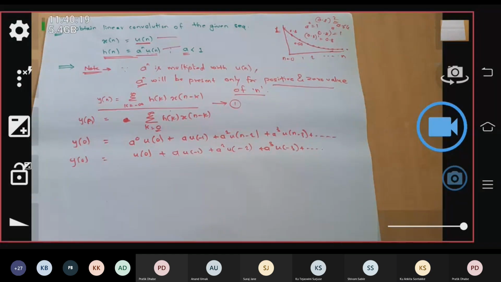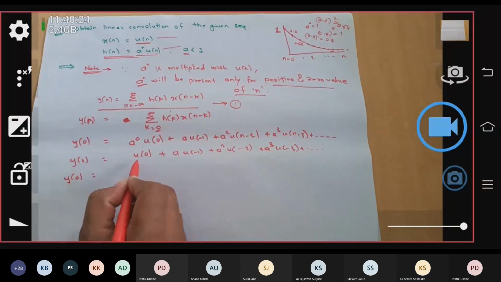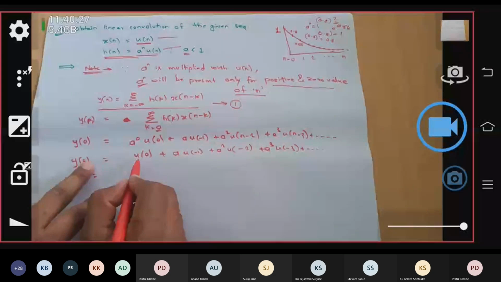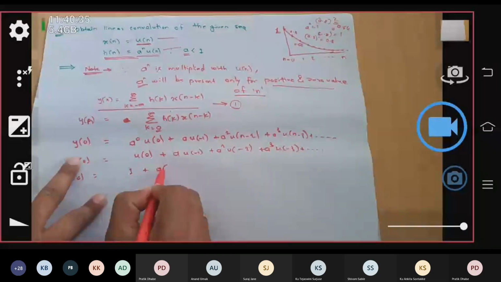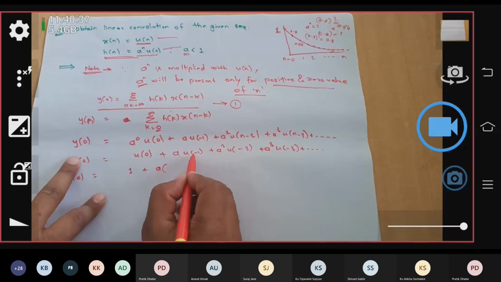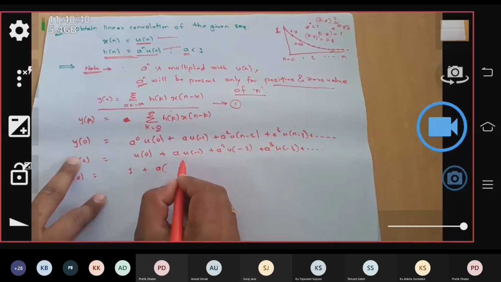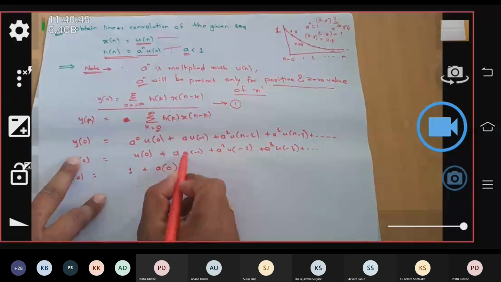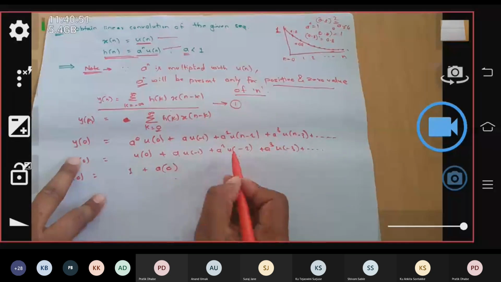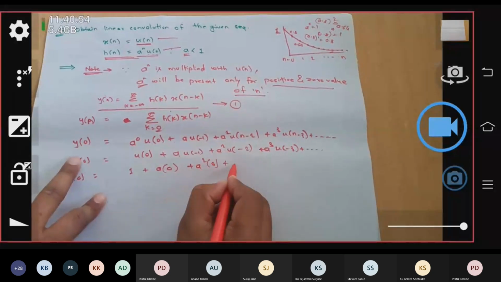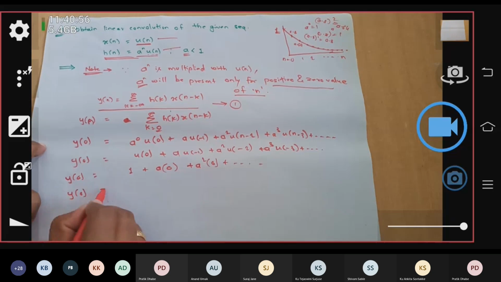Okay. Now see, y of 0 is equal to, what is u of 0? The unit step function at 0 is 1, plus a into, what is u of minus 1? It is 0. Because the unit step function u of n is only present for 0 and positive values. It is 0 for negative values. So this will be a square into 0 plus so on. So y of 0 will only be equal to 1.